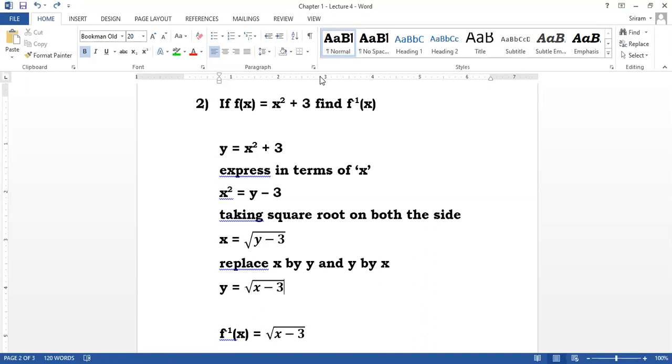My friend, please remember, all of you, here y is not f inverse of x or g inverse of x. We are just assuming y is equal to f of x. For example, f of x minus 3, this is the basic idea. What I have to do, I have to express like this: f of x minus 3 is equal to x squared.